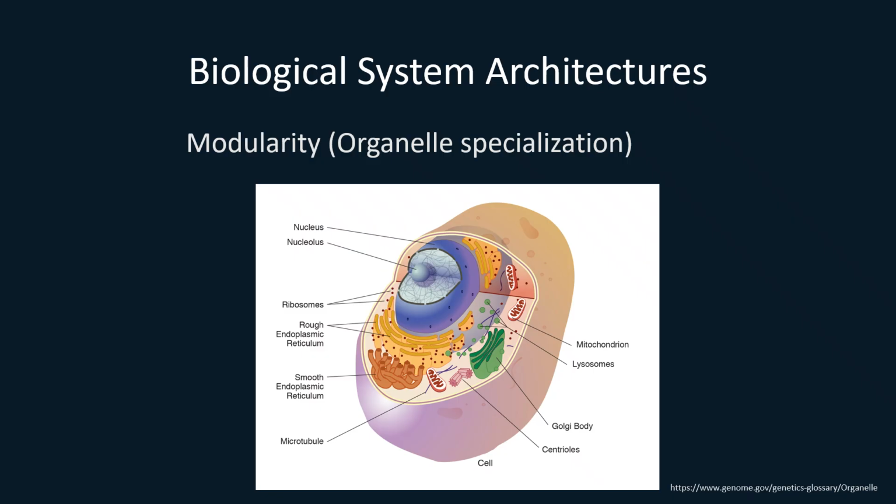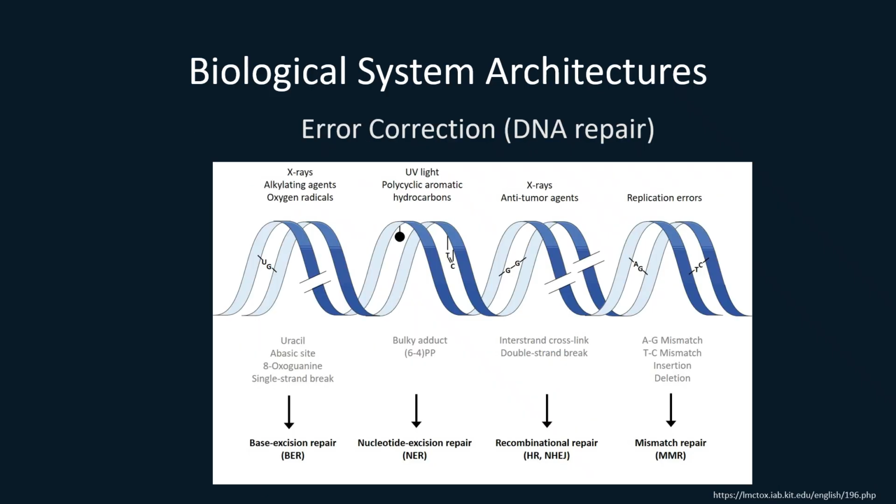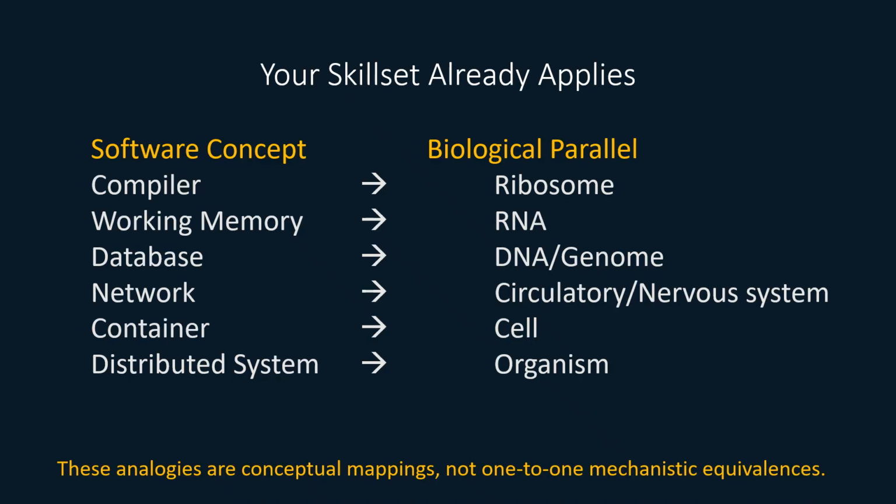And now let's see error correction. Just like ECC memory, DNA repair systems are constantly scanning the genome and fixing mistakes to limit damage. Once you see these patterns we just discussed, the architecture starts to feel very familiar to you. And we want to stress one thing, that your skills already apply.